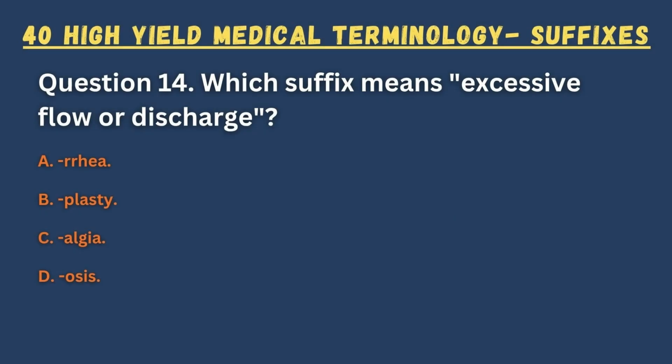Question 14. Which suffix means excessive flow or discharge? A. Rhea. B. Plasty. C. Algia. D. Ossis.